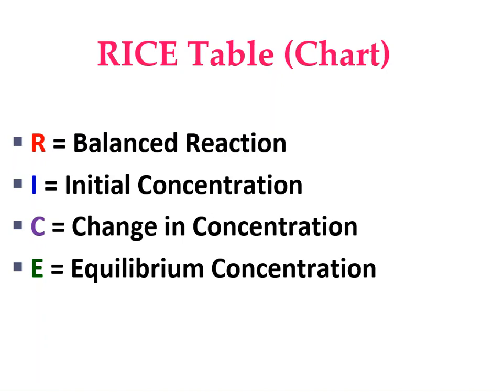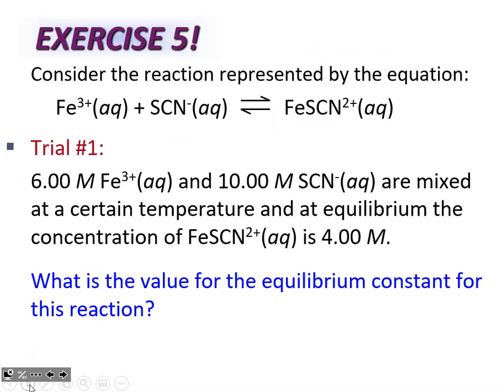Of course, the first row of the table is the balanced reaction. The second row represents the initial concentration values given to you in the problem. The C is the change in concentration, and then E, the bottom row, is going to be for the equilibrium concentrations. This is a very good method of how to organize the stuff from the problems so that you don't get confused. And it's easy to get confused with equilibrium problems.